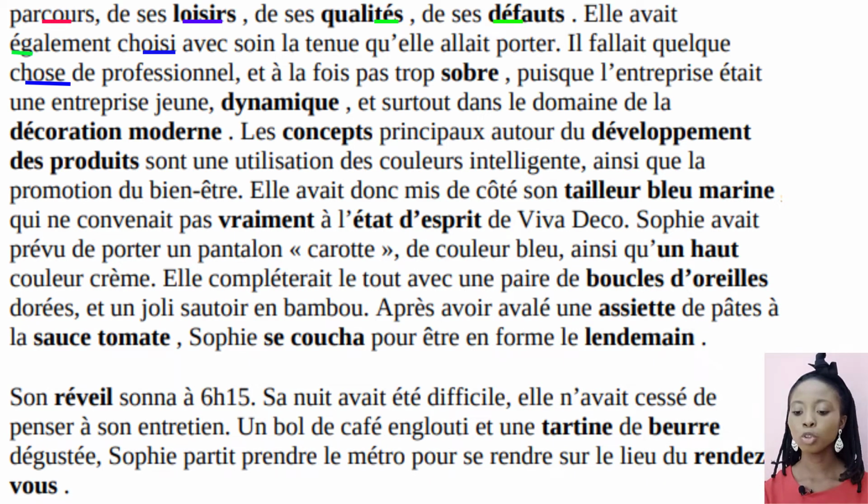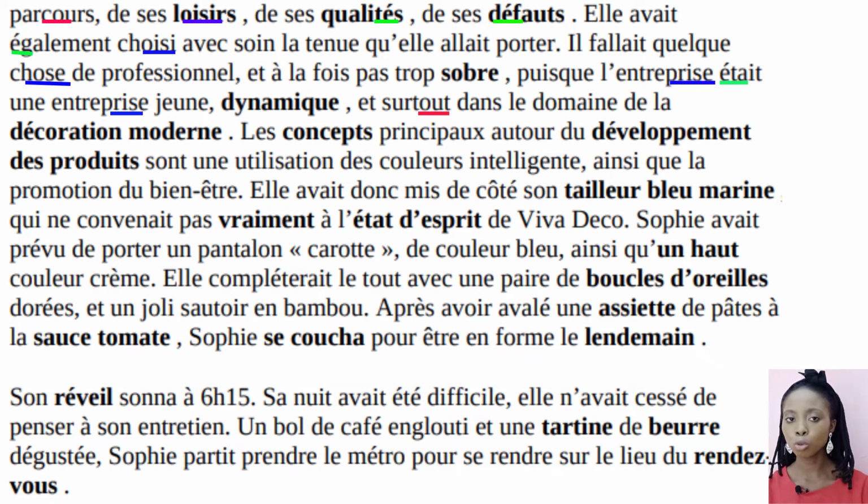Okay. Il fallait quelque chose de professionnel et à la fois pas trop sobre. Puisque l'entreprise, can we see our entreprise there is having S in between two vowels. Okay, so we have l'entreprise était, our A accent aigu, l'entreprise était une entreprise jeune, dynamique et surtout. You can see our U sound again, T plus U, tout, surtout. Okay, dans le domaine. So make sure that if an E is ending a word, you pronounce the last letter before the E. Et surtout dans le domaine de la décoration moderne. Can we see our E accent aigu as well there?